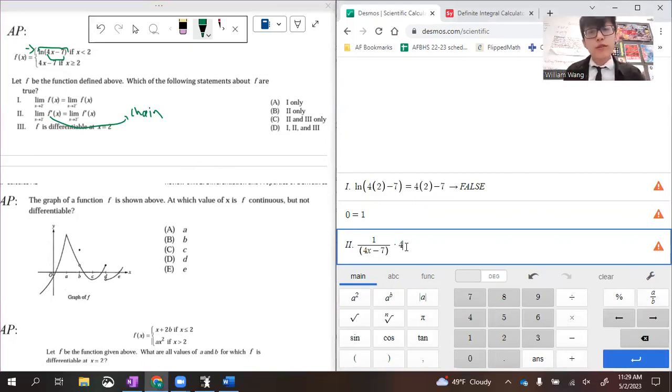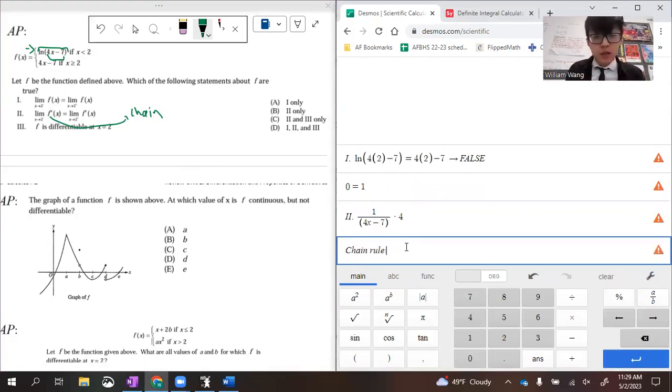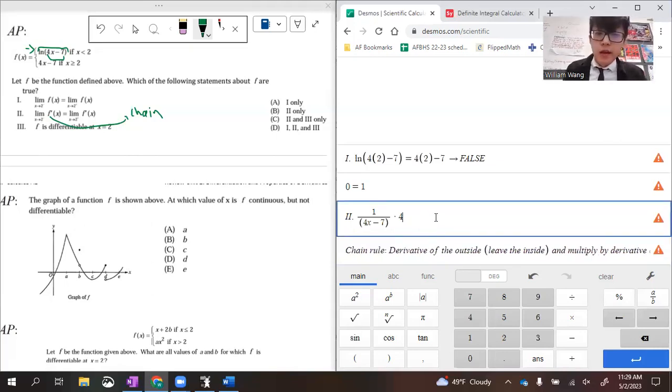So review your derivative rules if you do not remember this. Remember, I'll just type it out, chain rule: I take the derivative of the outside while leaving the inside, and multiply by the derivative of the inside. Okay, so that's my left function. My right function is going to be the derivative of just 4x minus 7. That's 4.